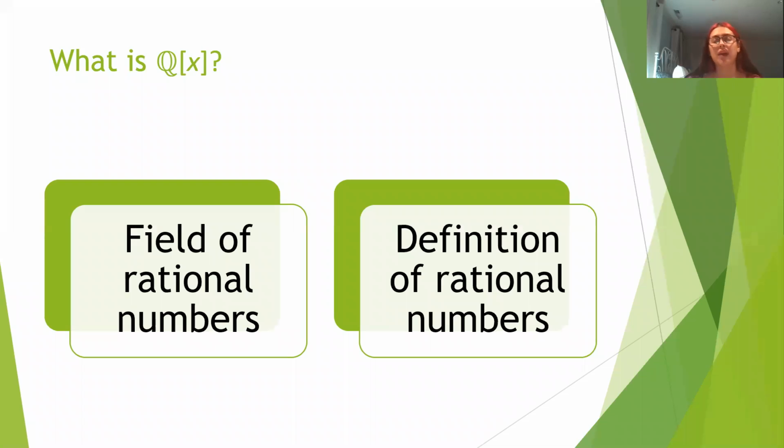So, what is Q of X? It's the field of rational numbers. And by definition, rational numbers are numbers expressed as a fraction, a over b, where a and b are elements of the integers.